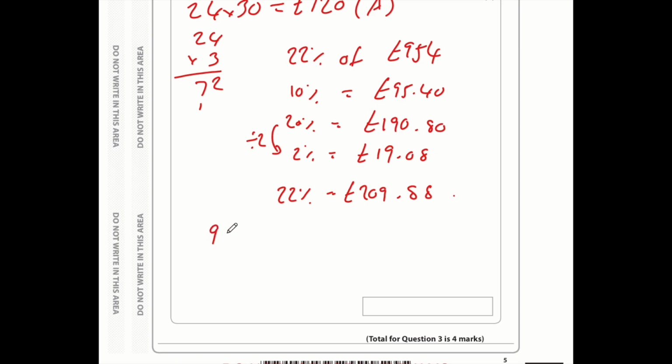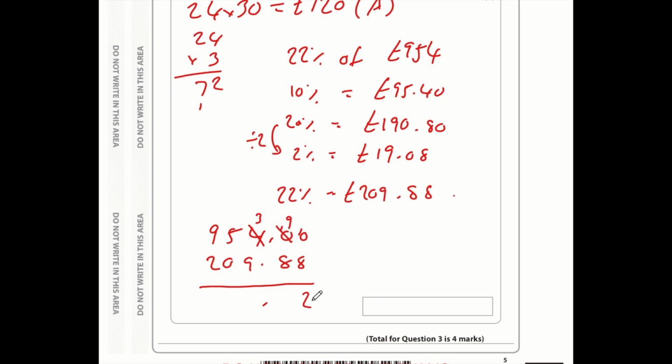So the final calculation, 954 minus 209.88. You probably want to turn 954 into £954.00, so the decimal points are in line. So straight away we've got a bit of a hassle here because 0 minus 8 can't be done. So this 4 needs to become a 3. This will become a 10, then a 9, so that this can become a 10.